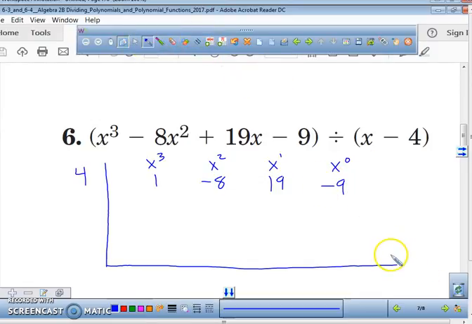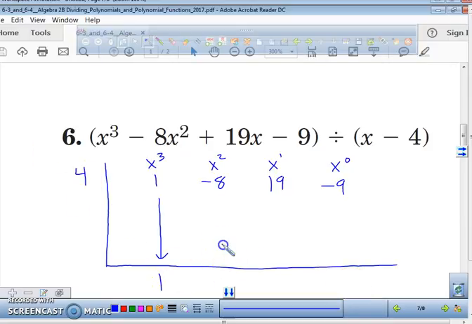So now that you've done that, we do the exact same process. What are we going to bring down, everybody? We're bringing down the 1. What are we going to do with the 1 and the 4? Multiply. What is that? 4. What are we going to do with the negative 8 and the 4? Add it. What is it? Negative 4. What are we going to do with the negative 4 and the 4? Good. What is it? Negative 16.